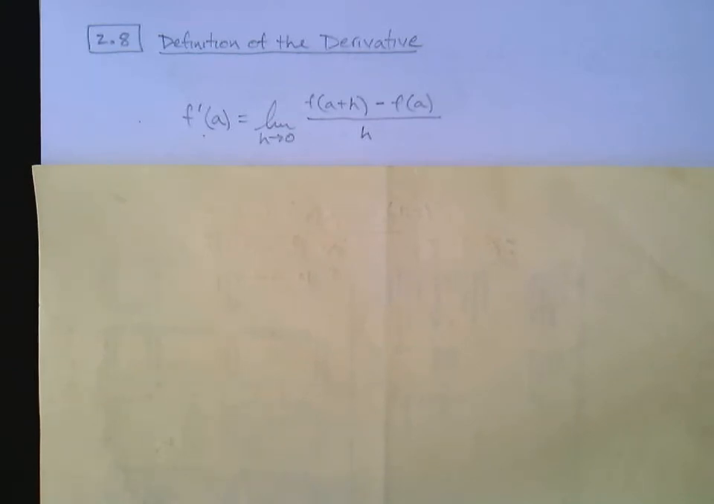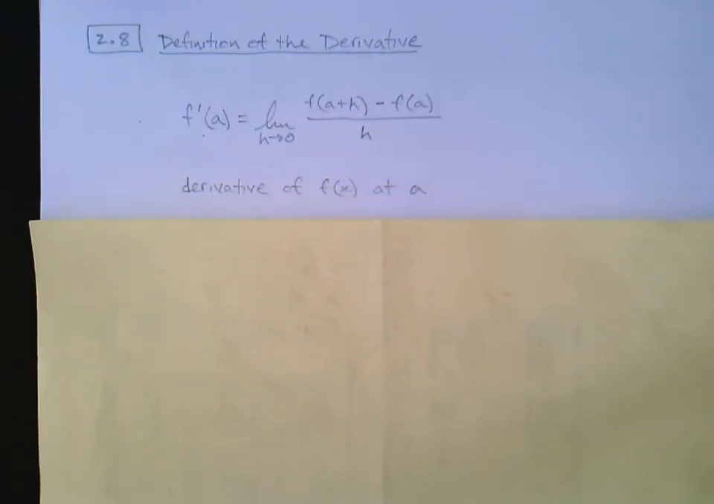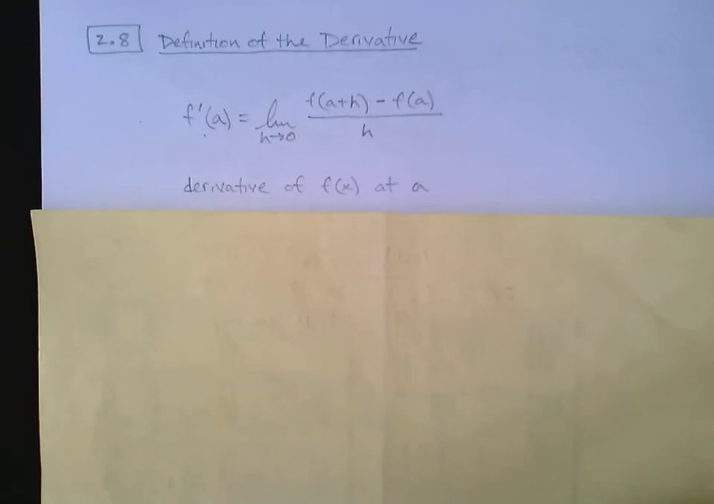f prime of a equals the limit as h approaches 0, f of a plus h minus f of a, all over h. So if we'd like to know the slope of the tangent line, which we also sometimes refer to as the instantaneous rate of change, or even some other times as the instantaneous velocity at a for the function f of x, we would use this formula here. We learned a simpler version previous to this, but this is where we left off. Okay. And yeah, the derivative of f of x at a.